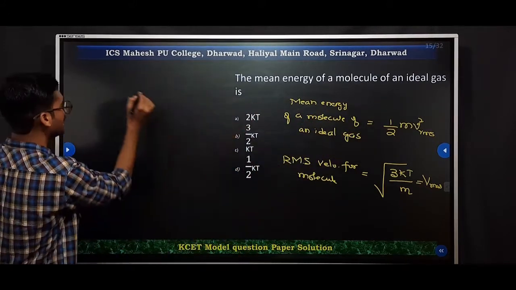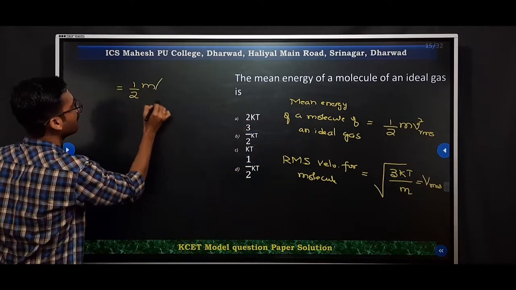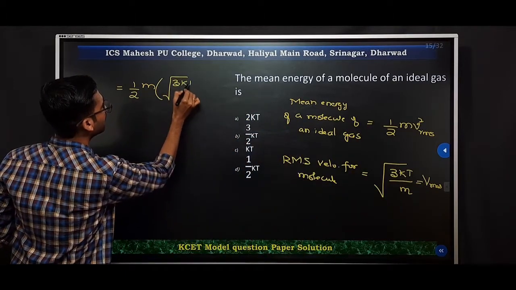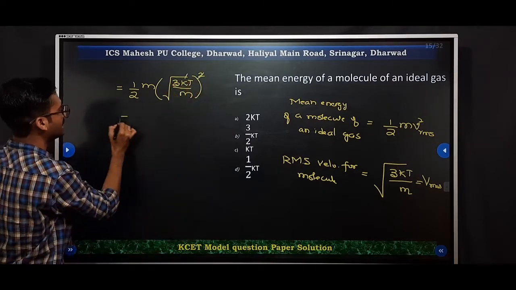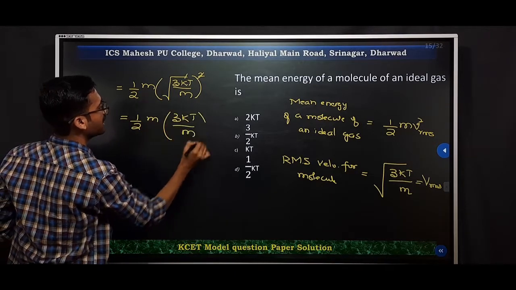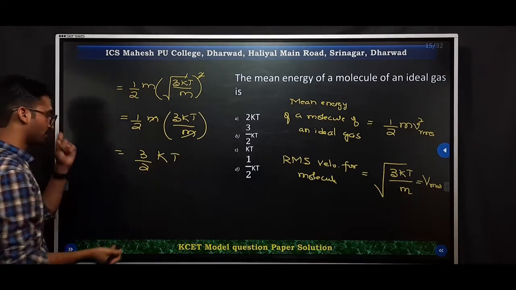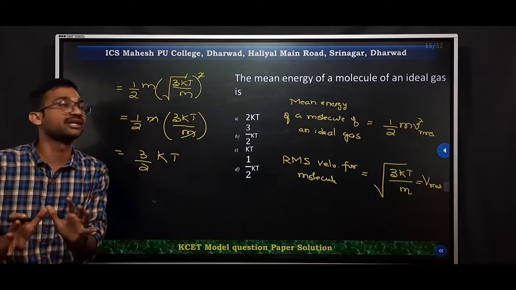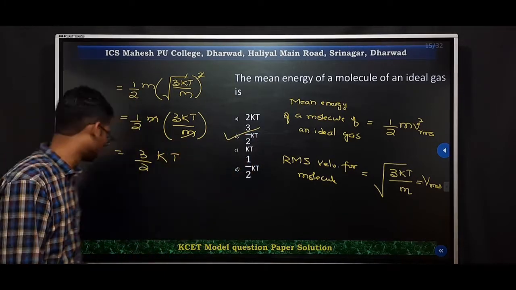Therefore, mean energy is equal to half of mass as it is. VRMS can be written as the square root of 3kT divided by m. Get the square over it now. The square and root get cancelled, half of m into 3kT divided by m. Therefore, m gets cancelled. We have 3 by 2 into kT. Therefore, for the given question, 3 by 2 kT is the mean energy of a molecule of an ideal gas. Therefore, option D is the right answer.